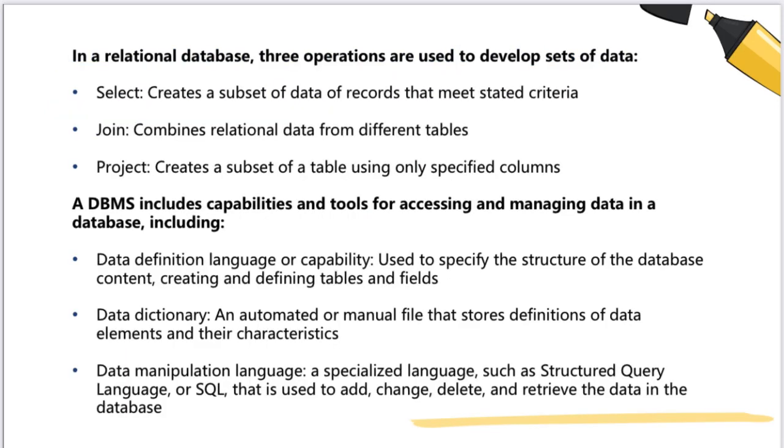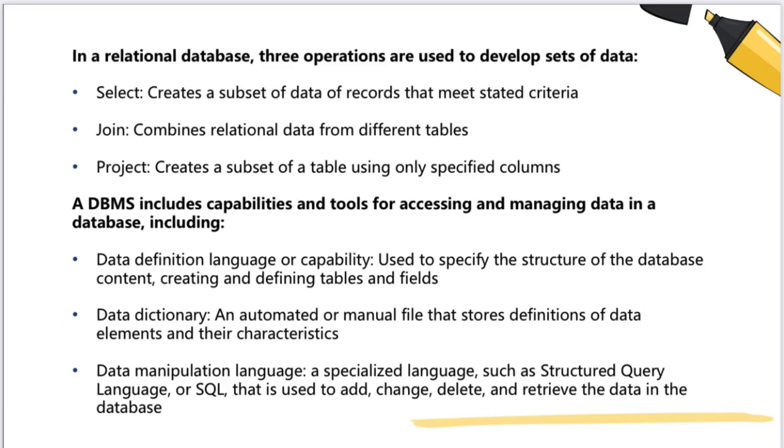In a relational database, three operations are used to develop sets of data. One is select, which creates a subset of data of records that meet stated criteria. Join combines relational data from different tables. And lastly, project, which creates a subset of a table using only specified columns.